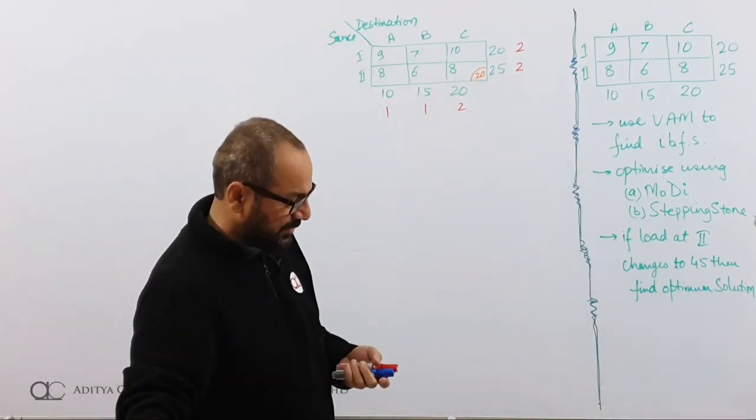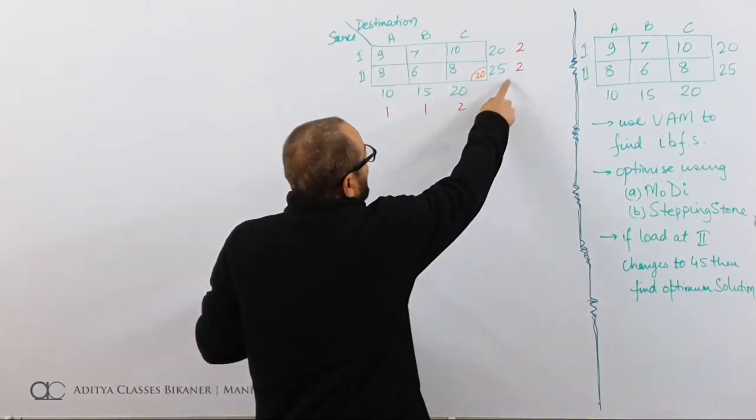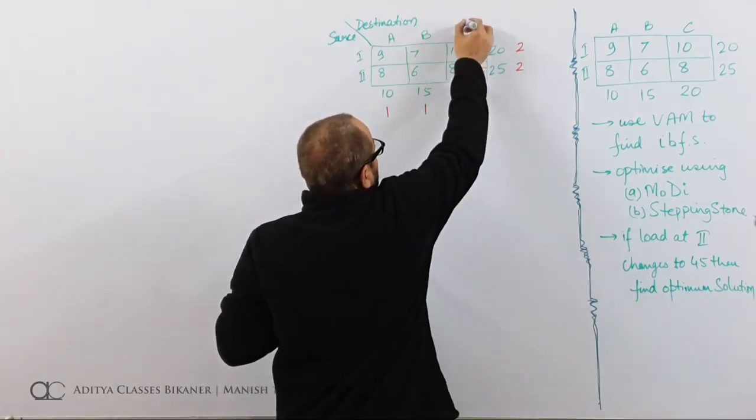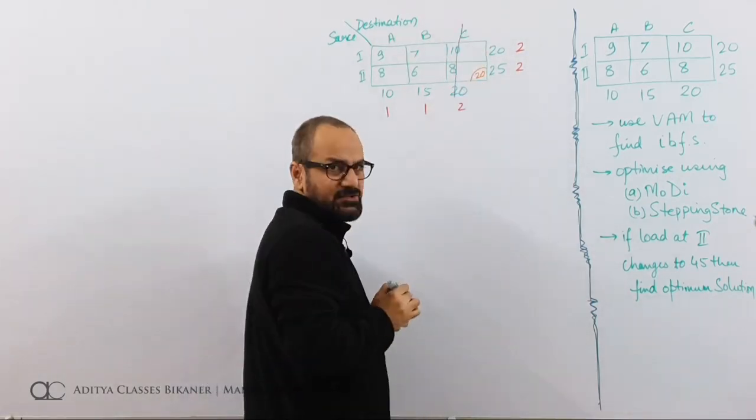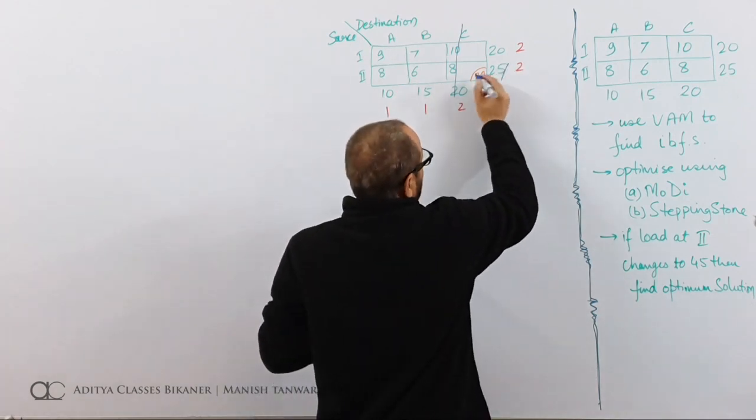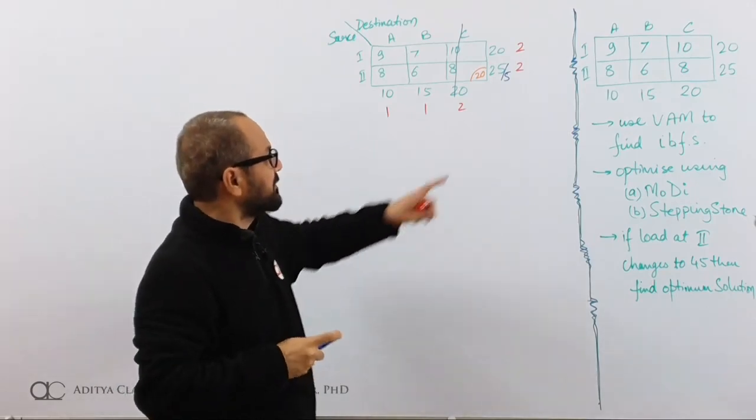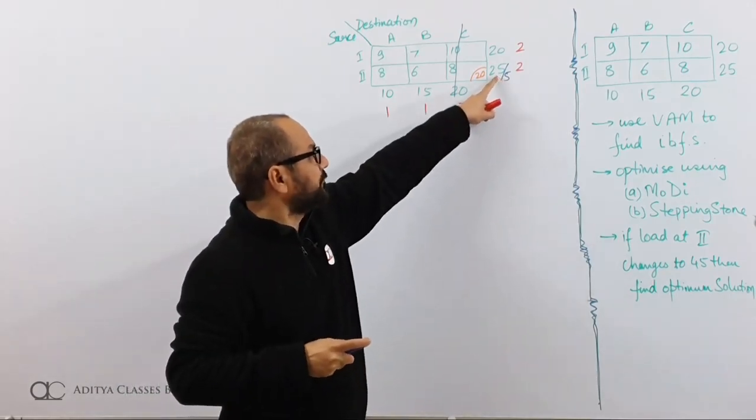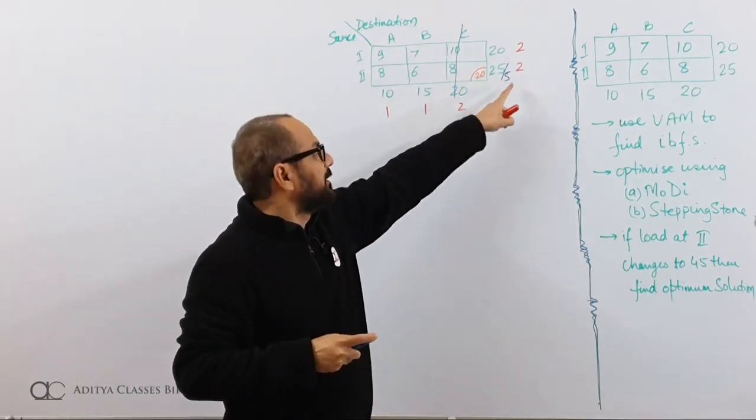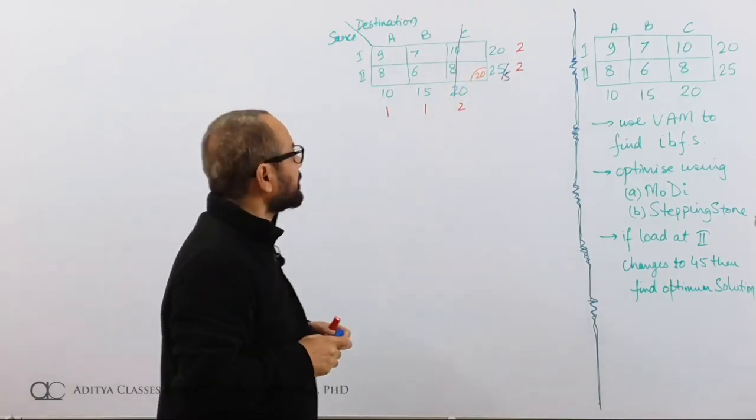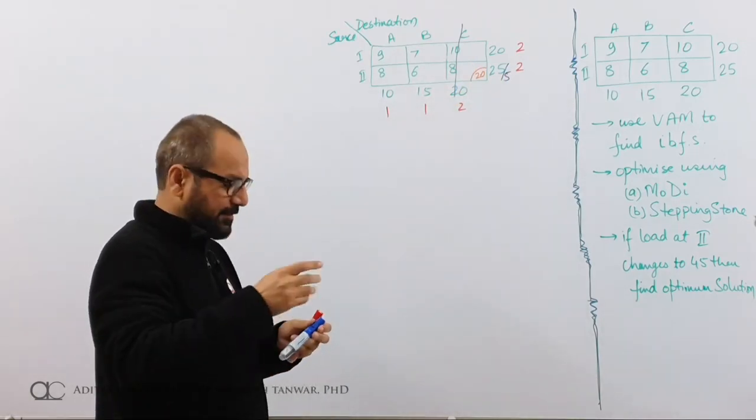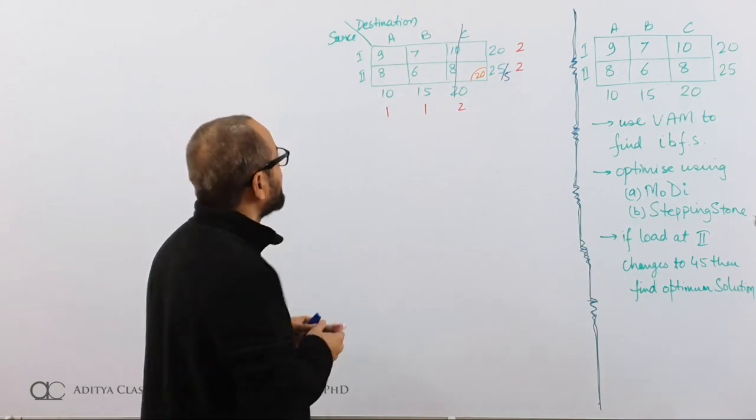Now, next we need to update 25 and 20. This destination is exhausted. This 20 have been supplied. So there is a deficit of 5. Of these 25, 20 have been supplied. Now I need to supply 5 more. Okay, first stage is through. Now let me find out the penalties once again.